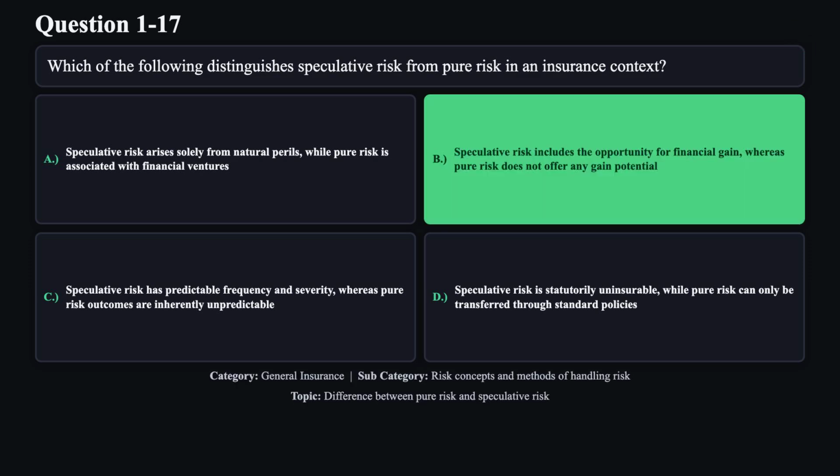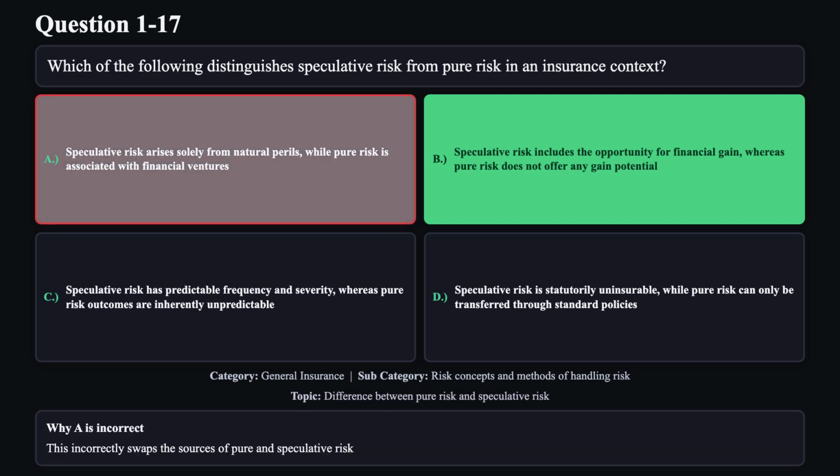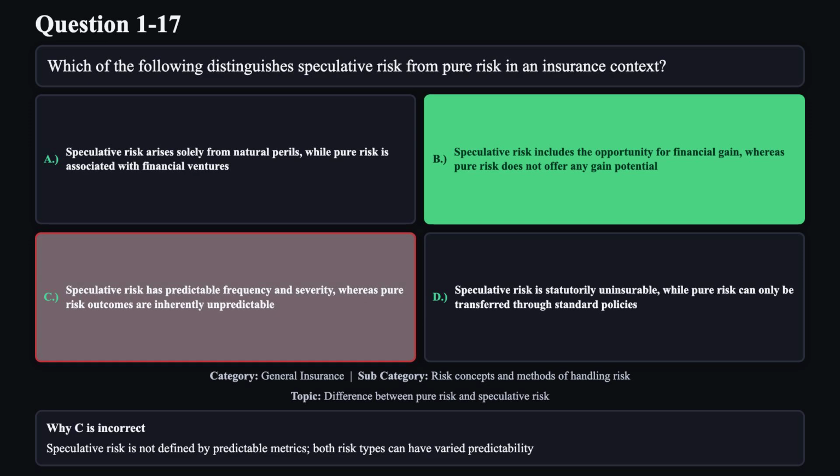The correct answer is B. Speculative risk involves potential outcomes of gain, loss, or neither, whereas pure risk involves only loss or no loss, making gain impossible. Reason A is not correct. This incorrectly swaps the sources of pure and speculative risk. Reason C is not correct.